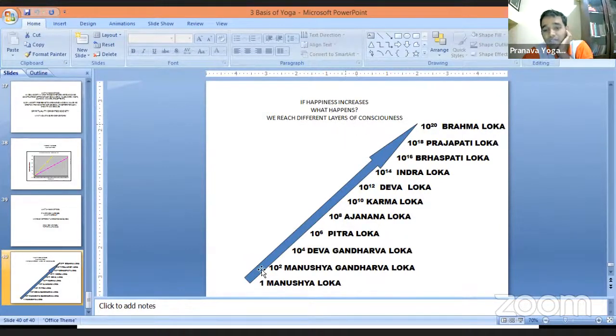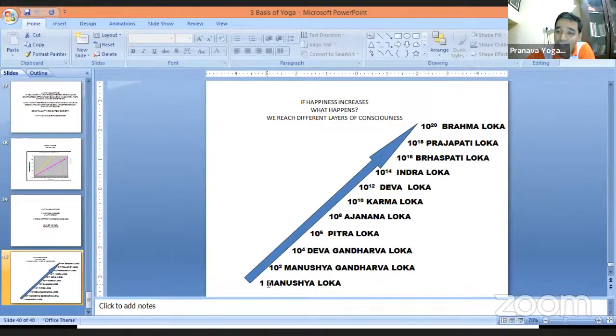If happiness decreases, there are layers below Manusha Loka also: Prani Loka, Sasya Loka, Pashana Loka, like that. This is the evolution curve. As your happiness level increases, in the Manusha Loka it is neutral. So use your wisdom. In the Manusha Loka, there is wisdom, a buddhi. Use this buddhi to increase your happiness in a proper way. As the happiness increases by 100 times, Manusha Gandharva Loka, Deva Gandharva Loka, Pitru Loka, Ajanana Loka, Karma Loka, Deva Loka, Indra Loka, Brihaspati Loka, Prajapati Loka, Brahma Loka, like that, there are different lokas based on your happiness level. This is from Taittiriya Upanishad.